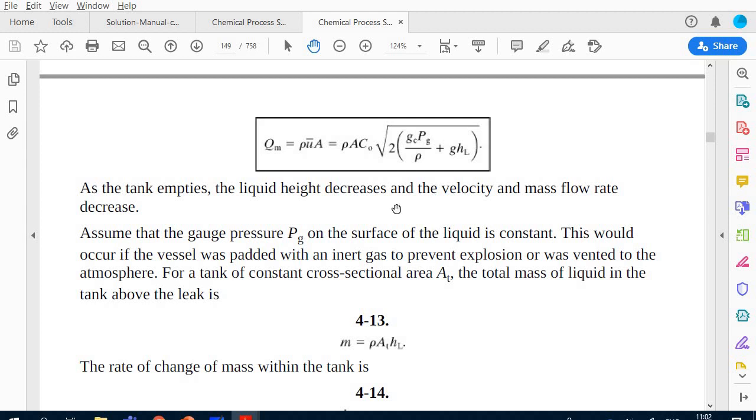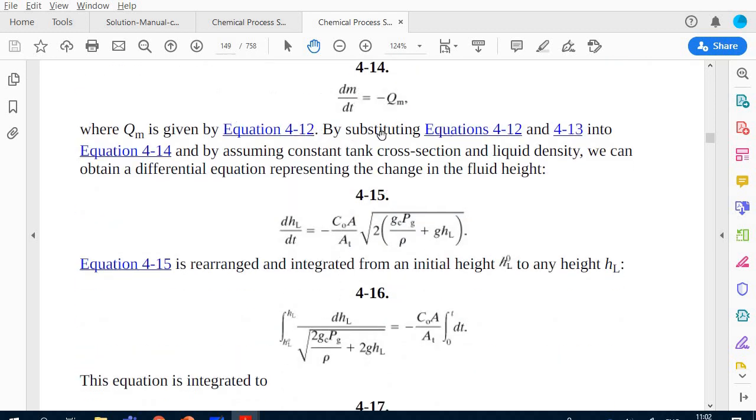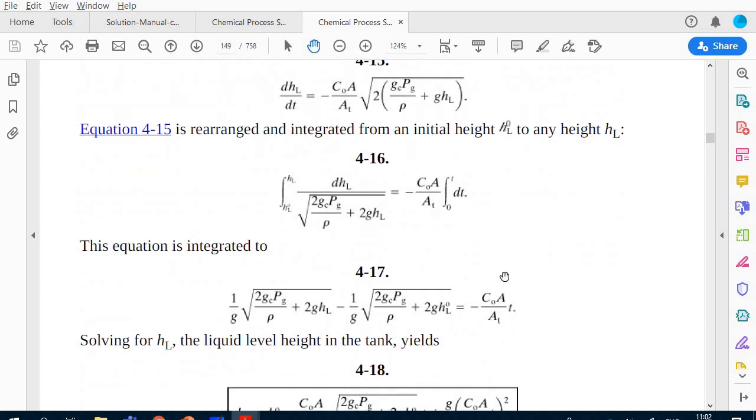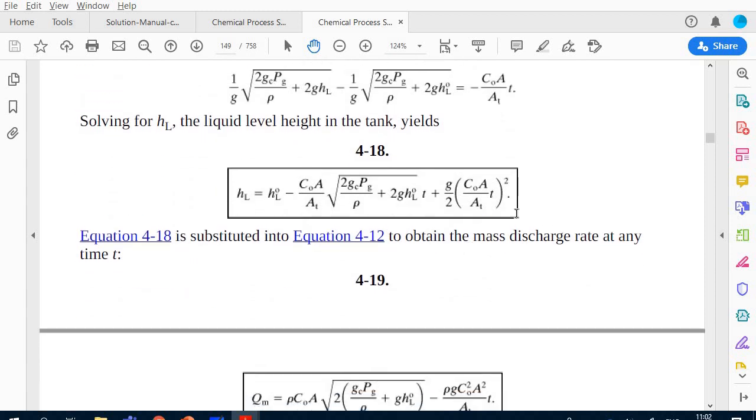It takes time to empty. And because it empties, the height is decreasing, and the velocity and mass flow rate will also be decreasing. Because of that, we substituted the differential term, which is change with time, and arrived at that point. We integrated to solve for dm by dt and then dHL by dt, which is part of dm by dt. We took that from HL naught to HL. So it changed from HL naught to HL, and we obtained that equation here.